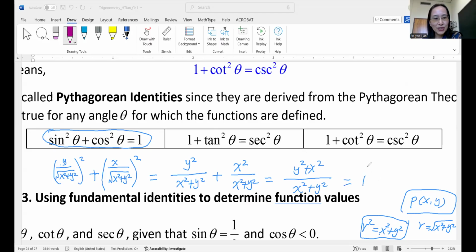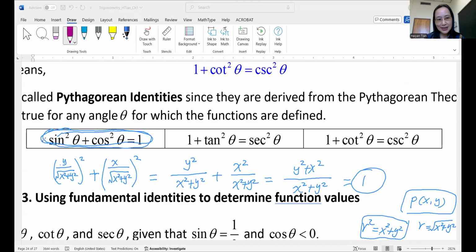So we just proved, for this first identity, that the left-hand side is equal to the right-hand side, which is 1. We just started from the left side. We arrived at 1, which is the right-hand side. So the first identity is always true.